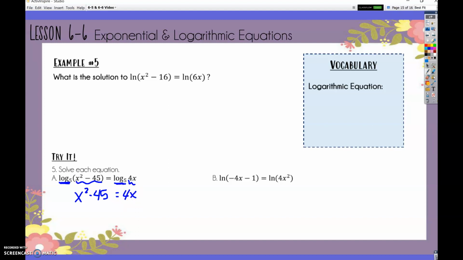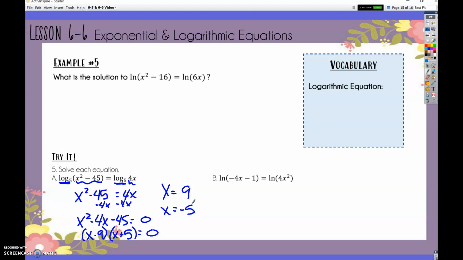And if I do that, this is a quadratic, unfortunately, so I'm going to subtract the 4x from both sides. And that gives me x squared minus 4x minus 45 equals 0. If I factor this, that's x minus 9 and x plus 5. And I get 9 and -5. Now, it is important that you check again for extraneous solutions.